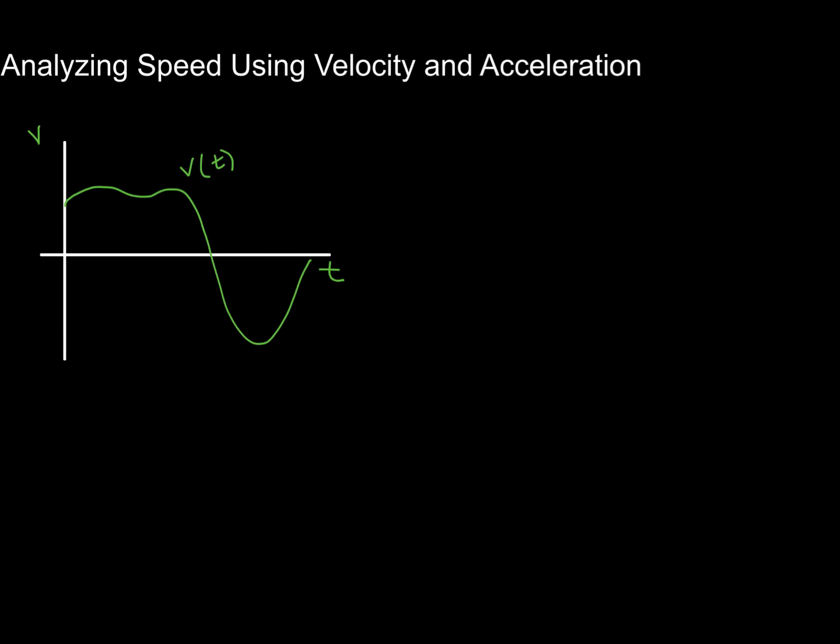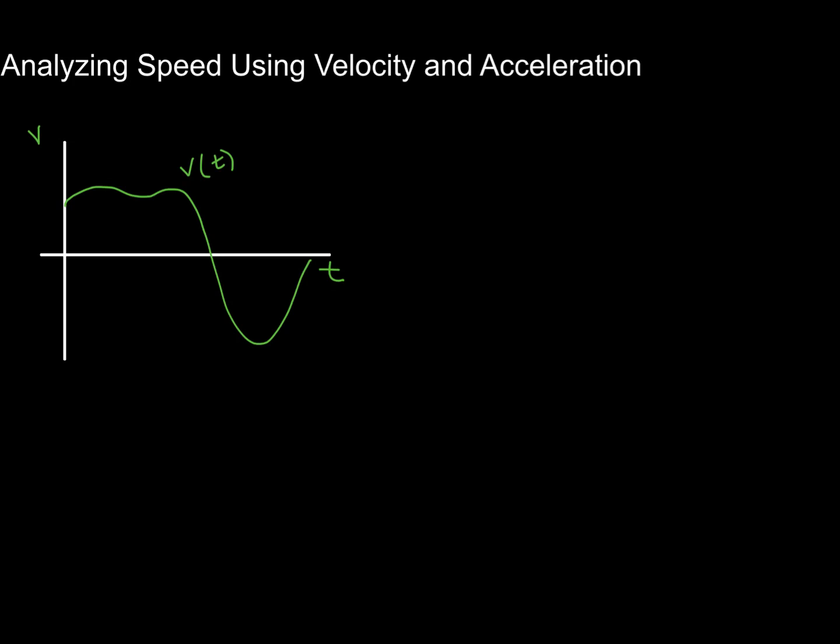Okay, here we're going to discuss how we can analyze the speed of an object that is moving in a straight line using its velocity and acceleration. So this concept applies to any object that is moving in a straight line, and for the purposes of this particular video, we are going to reference a particle that is moving horizontally. So a positive velocity will reference moving to the right, and a negative velocity moving to the left.